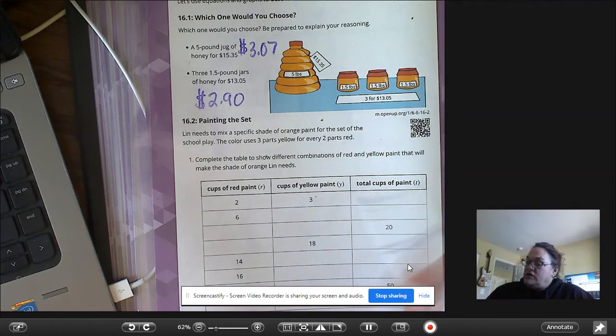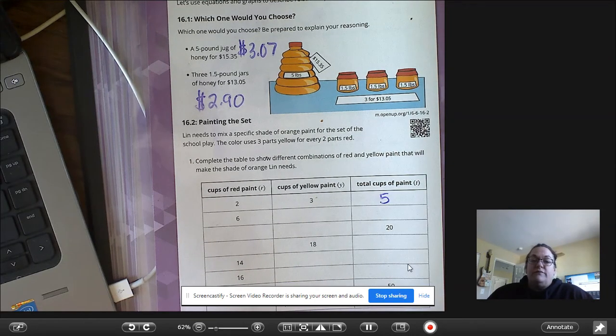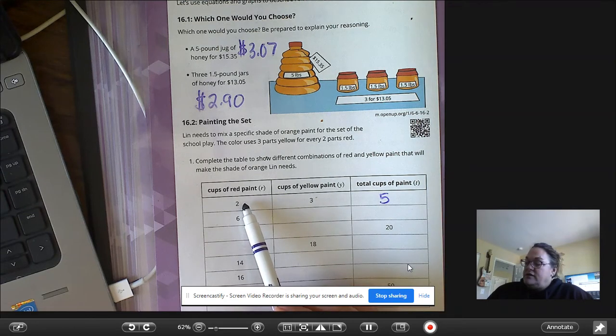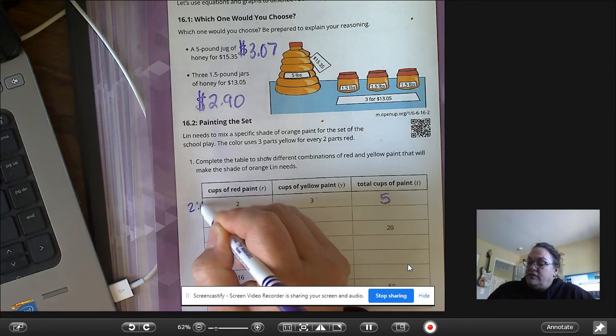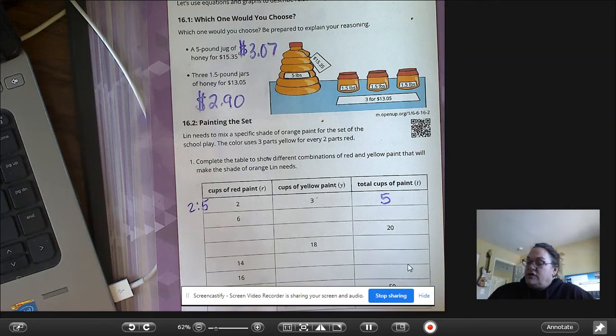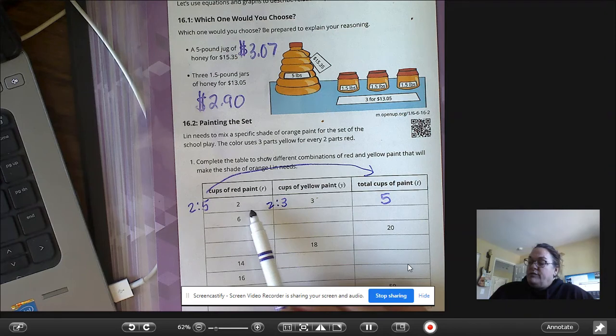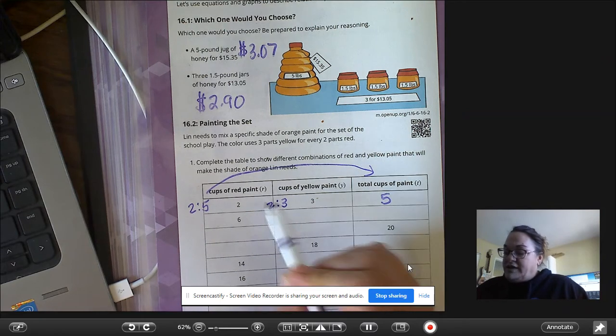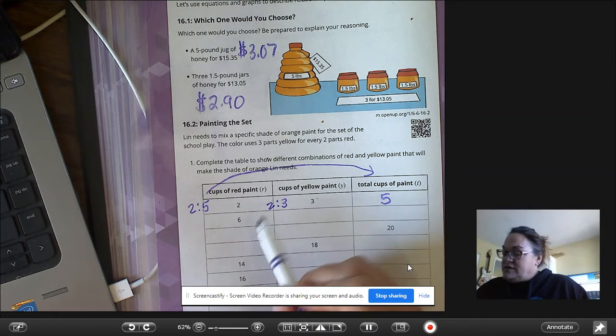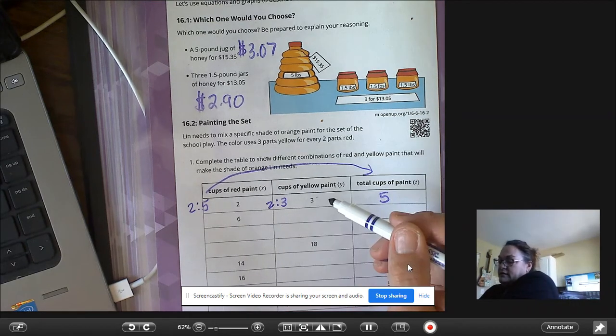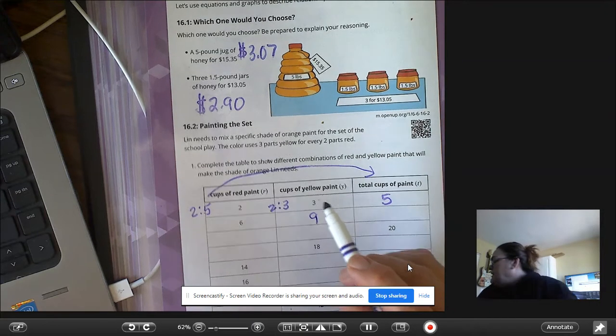So if we have 2 and 3, our total cups, that's an easy one, is 5, right? So the ratio of red paint to total cups of paint is 2 to 5. The ratio of red paint to yellow paint is 2 to 3. If we're trying to get how many cups are in here, we multiplied 2 times 1.5 to get 3. We found that by dividing 3 by 2, you get 1.5. So 6 times 1.5 would be 9, right? And the total cups is 15.